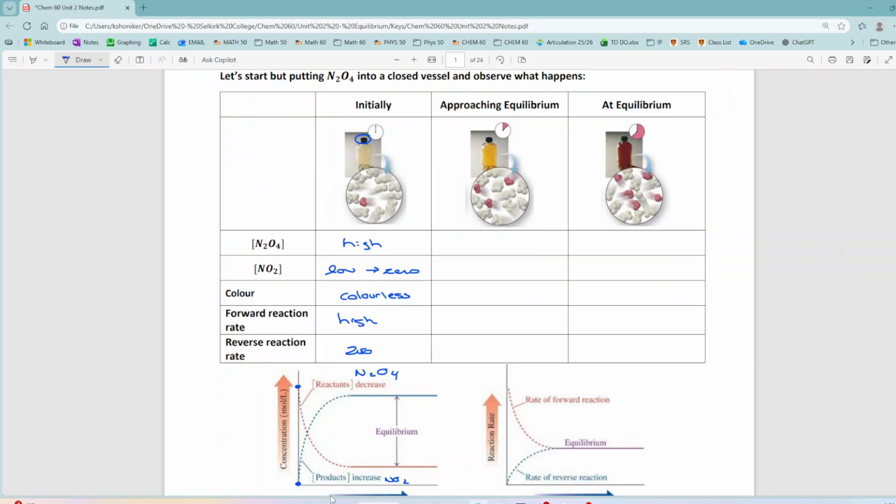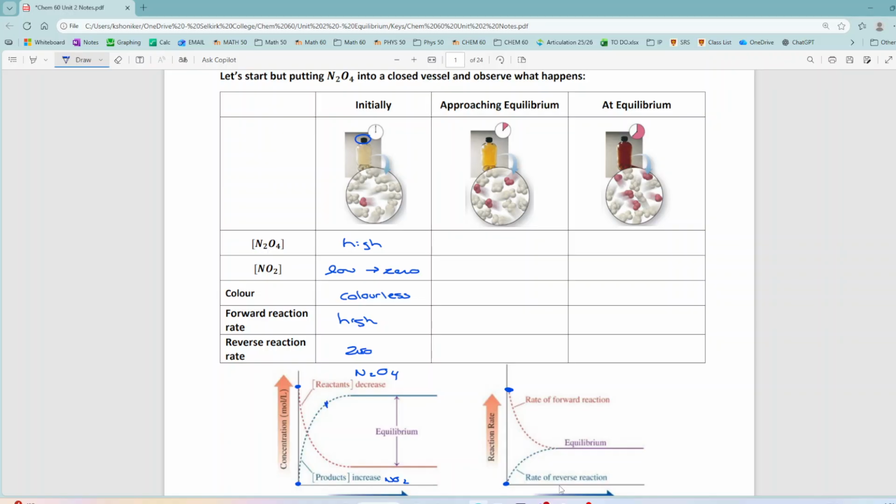Initially, the rate of your forward reaction is quite high. So if you think back to Unit 1, if we did an instantaneous rate at the beginning, the slope would be quite steep, right? It's decreasing, but even without talking about slope, if we were to take a point in time, the reaction rate here is quite high, and the reaction rate here is quite low, essentially 0. Then what we're going to do is approach equilibrium.